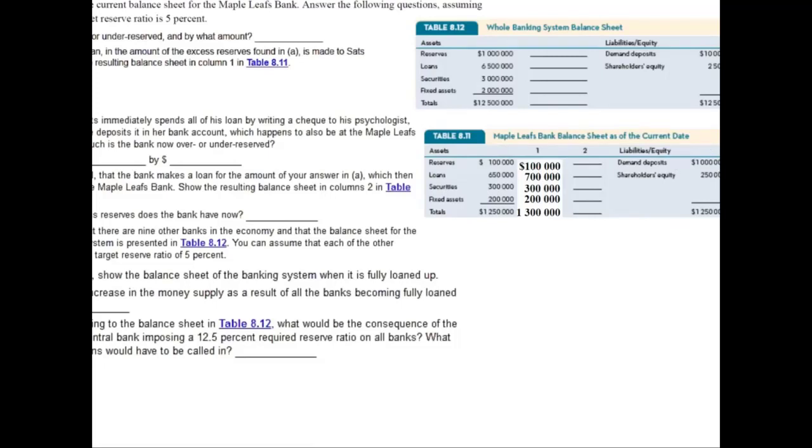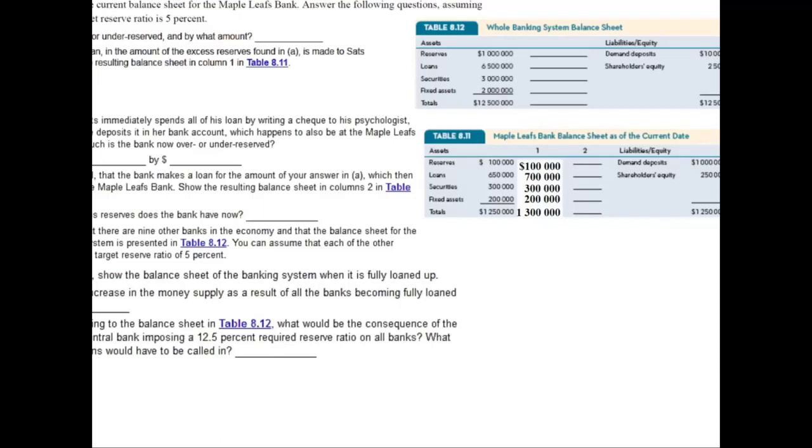So here will equal 1.3 million, which is the same as what's on the left. Okay. Is everyone clear on that? So all that happened here was the bank made a loan in the amount of the excess reserve to one of its customers, but the customer hasn't left with the money yet. They haven't withdrawn it. They're still at the bank.